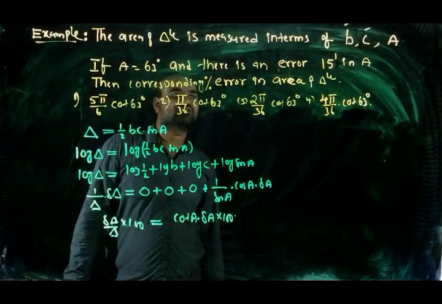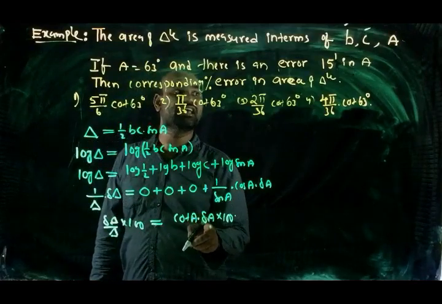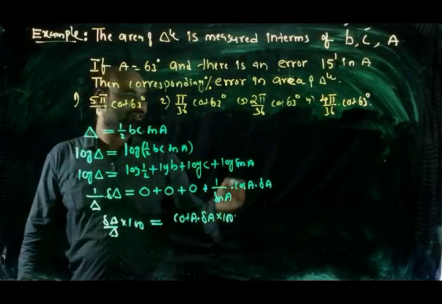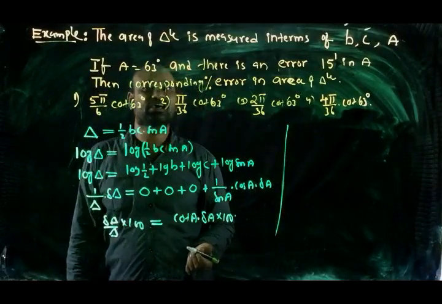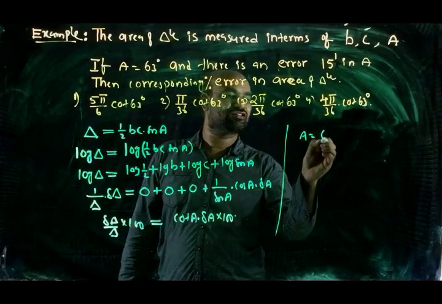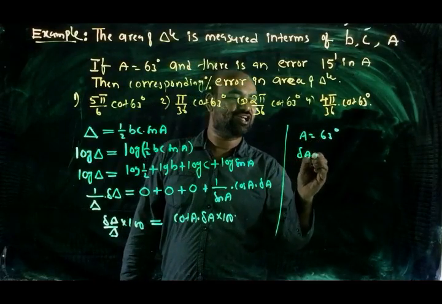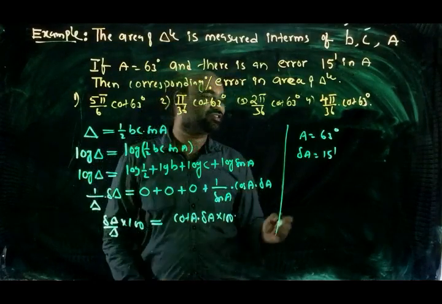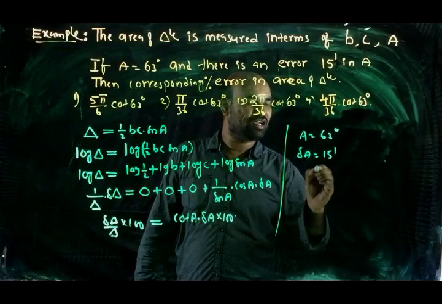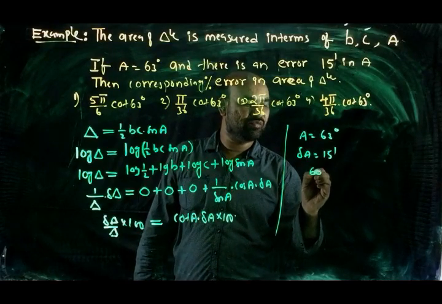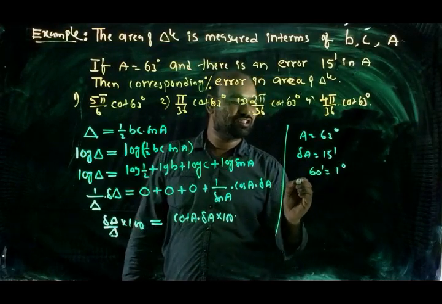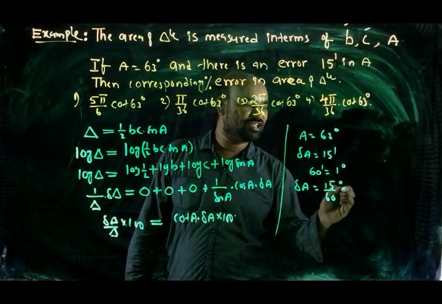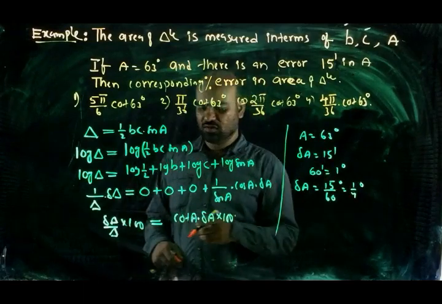Okay, so delta A is given in minutes, while A is given in degrees, so we need to convert delta A into degrees. A equals 63 degrees, delta A equals 15 minutes. Here you can't write 15 minutes directly, because the angle is already given in degrees, so I am converting. We know that 60 minutes equals 1 degree. That's why delta A is nothing but 15 by 60 degree, which is equal to 1 by 4 degree.